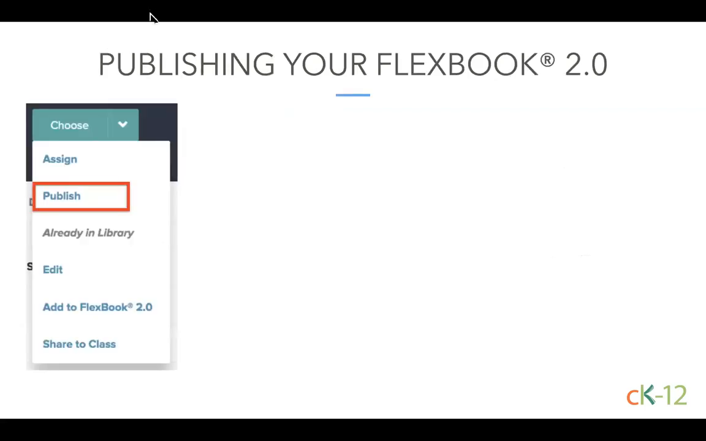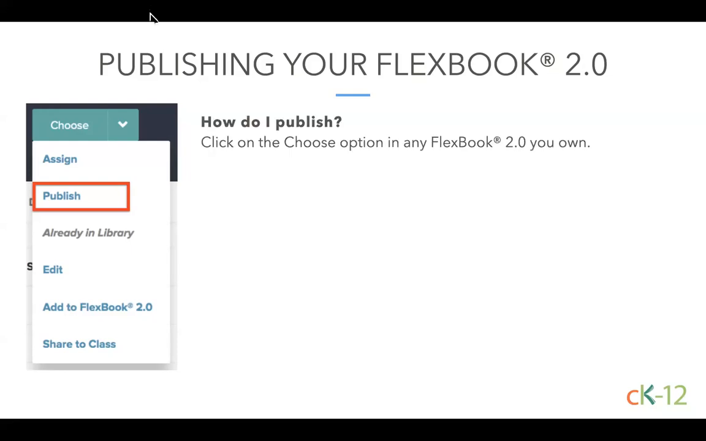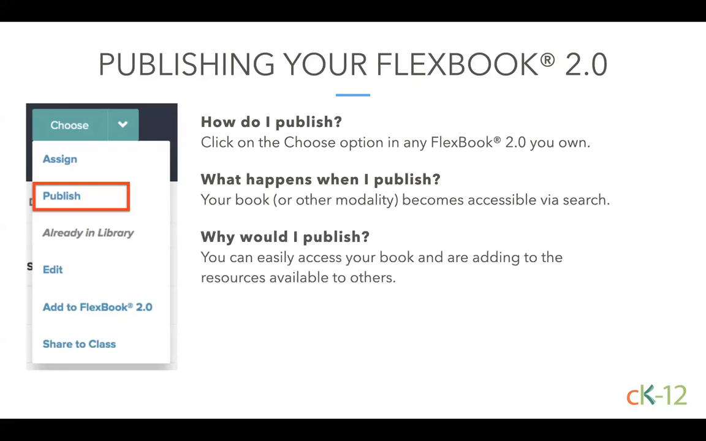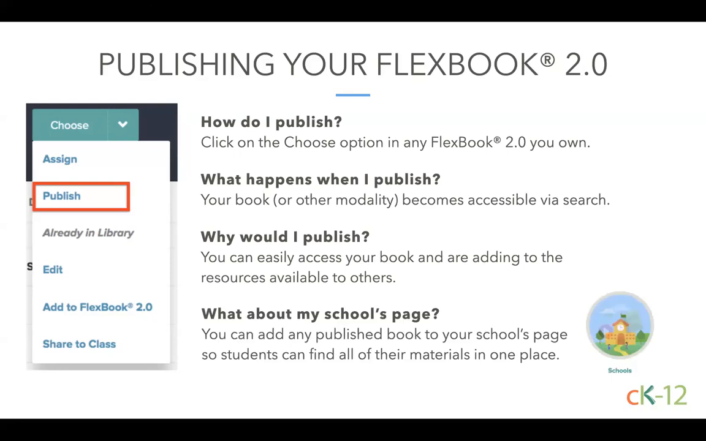The last thing that we highly recommend you do for a custom FlexBook or other non-quiz modality is that you publish it to share it with others. You can do this by clicking on the Publish option in the table of contents of a 2.0 FlexBook, or the same option on the left side for any individual modality. This then will start showing up in search under the Community Contributed tab there. This makes it easy for your students and colleagues to find it, and it adds to the resources for the whole community. It is also a required step if you want to add a book to a school or district page.